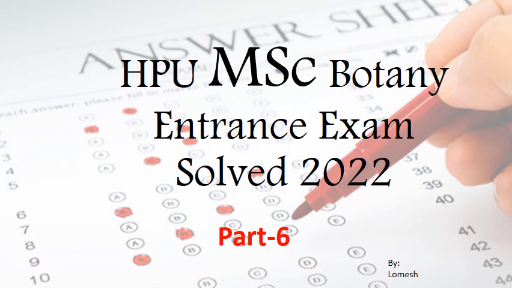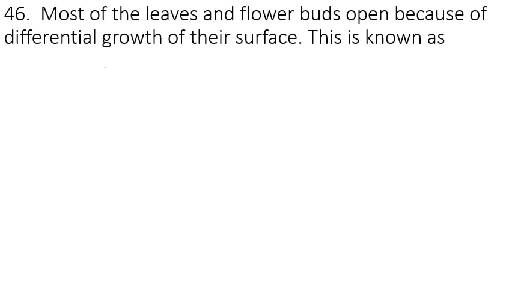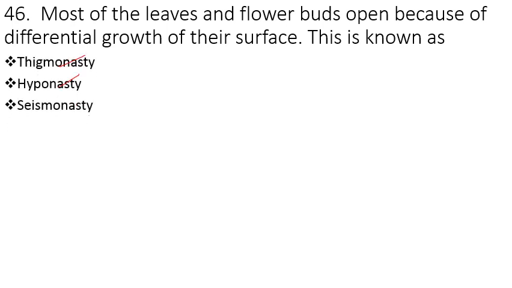Let's dive in. The first question for today is, most of the leaves and flower buds open because of differential growth of their surface. This is known as, our options are thigmonasty, hyponasty, schismonasty and epinasty.